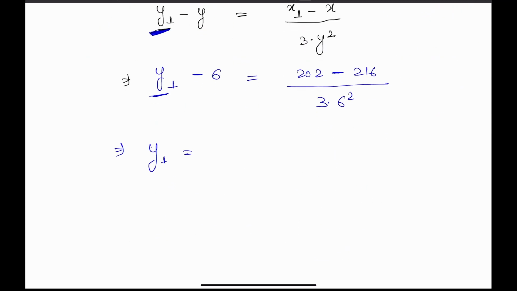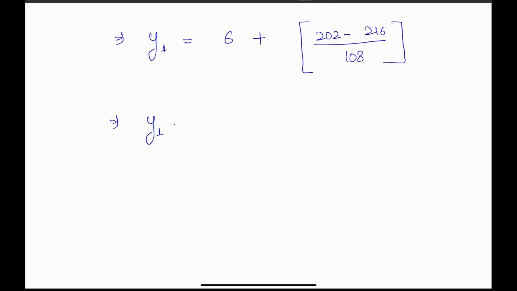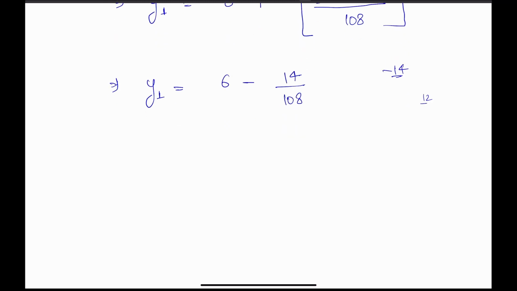Y1 equal to 6 plus 202 minus 216, divided by 6 square, which is 36. 36 into 3 is 108. So y1, which we want to find, equals 6, and here it's minus 12, so minus 12 by 108. Okay, and minus 12, oh sorry, it's minus 14. So we can say it's somewhat like 12 by 108.